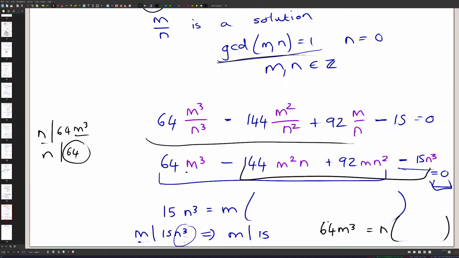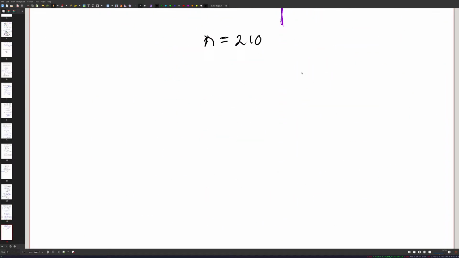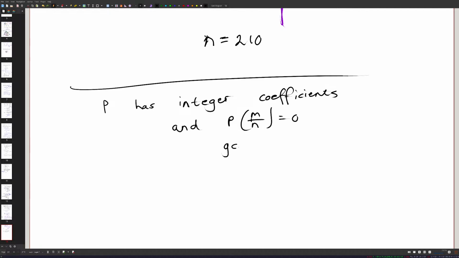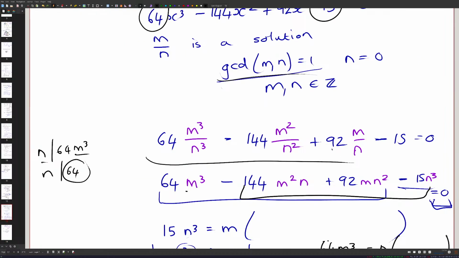You're going to have, if you have a polynomial p with integer coefficients, and p of m over n equals 0, where GCD of m and n is 1, and so on. Scroll up back here. Yeah.